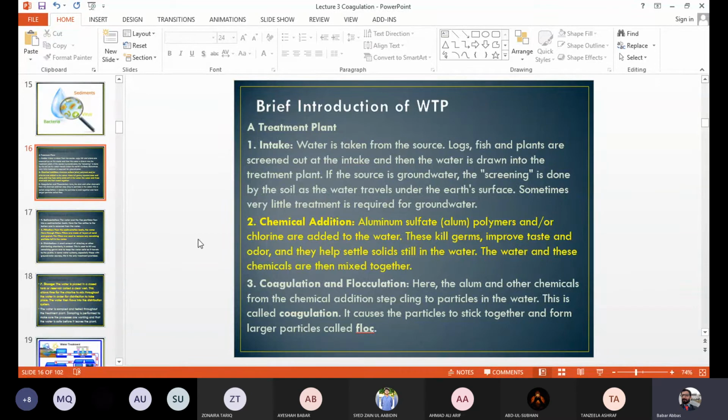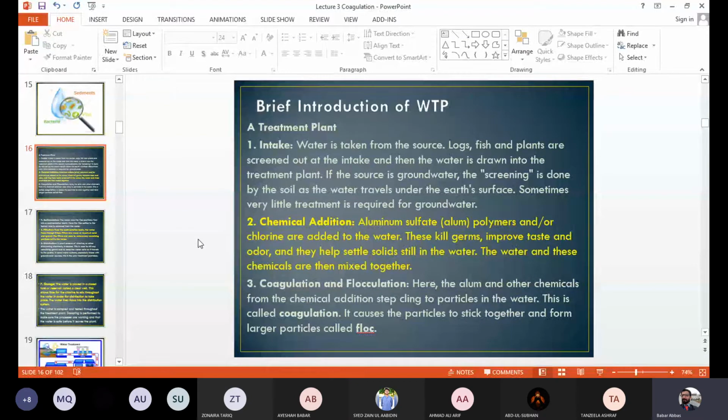Then comes the coagulation and flocculation. Here, the alum and other chemicals from the chemical addition step cling to particles in the water. This is called coagulation. It causes particles to stick together and form larger particles called flock.